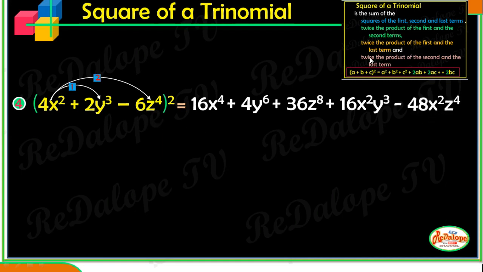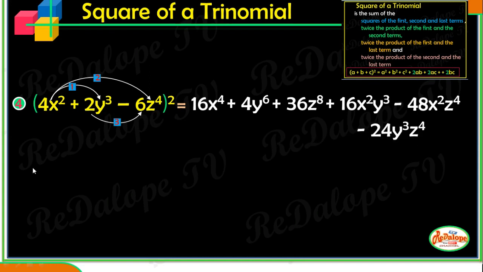And for the last term, we have twice the product of the second and the last term. So that is positive 2y cubed times negative 6a4, so that is equal to negative 12y cubed a4 times 2, so that is negative 24y cubed a4.